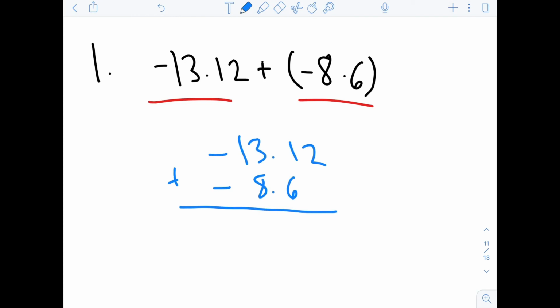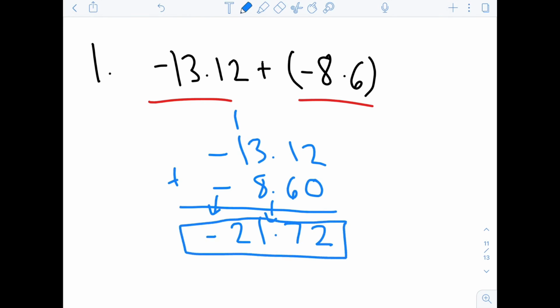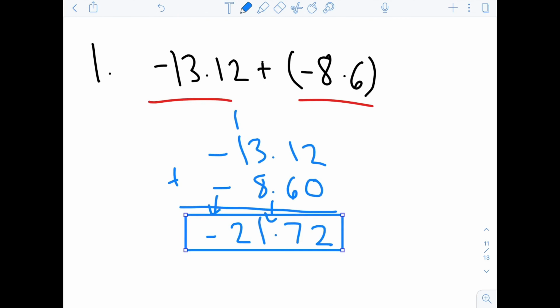So there's an invisible 0 here because 8.60 equals 8.6. So 2 plus 0 is 2, 1 plus 6 is 7, and bring the decimal point down. And 3 plus 8 is 11, so we're going to carry the 1, and 1 plus 1 is 2, and we bring the negatives down. So the answer is negative 21.72.